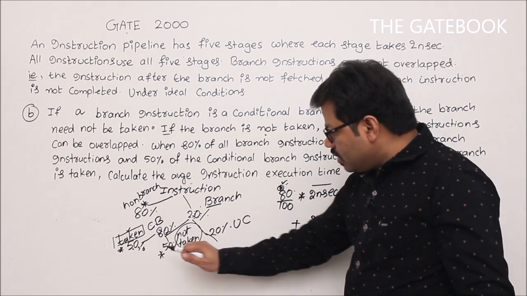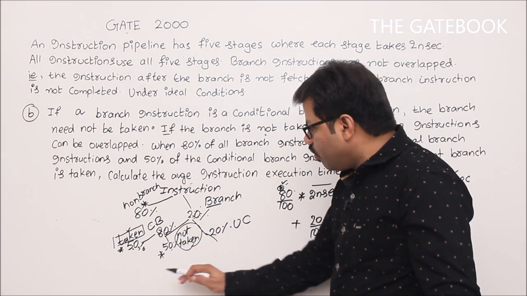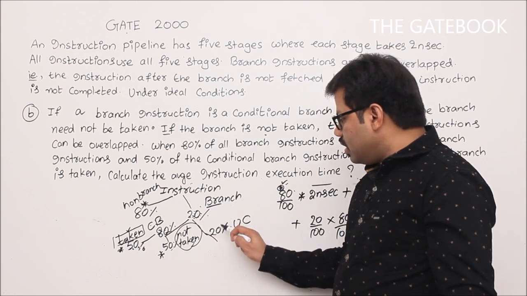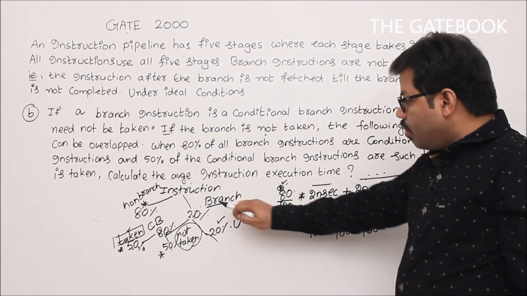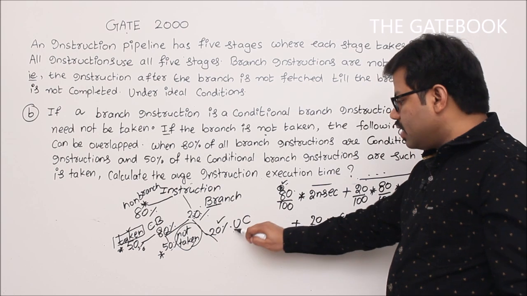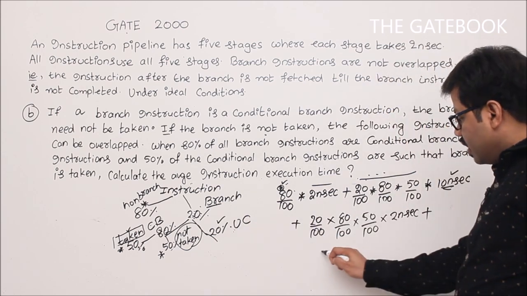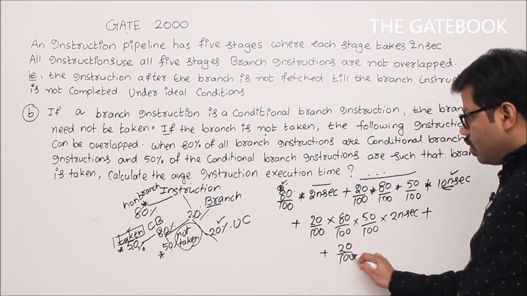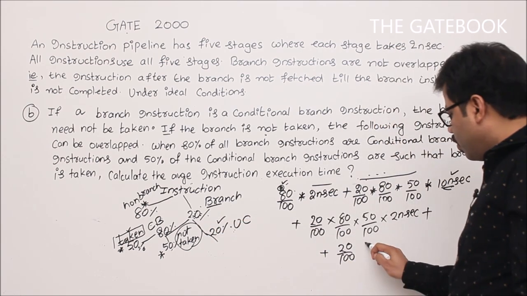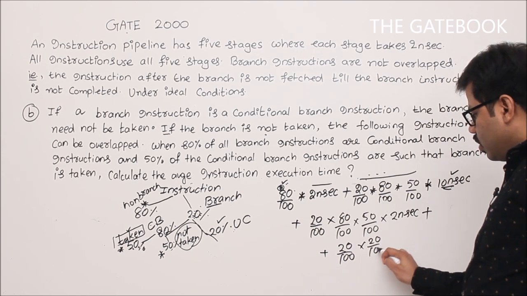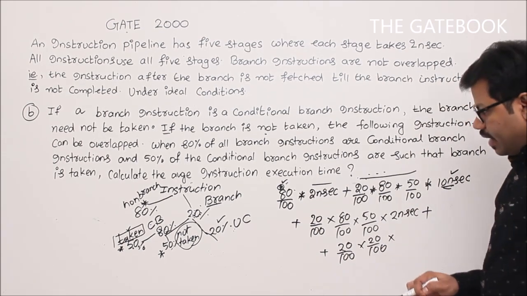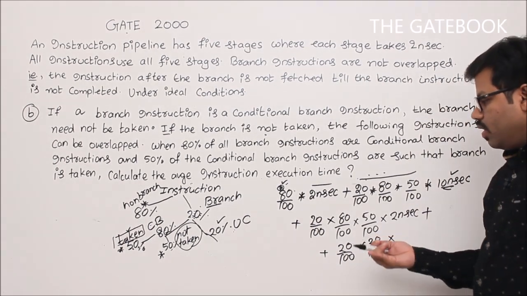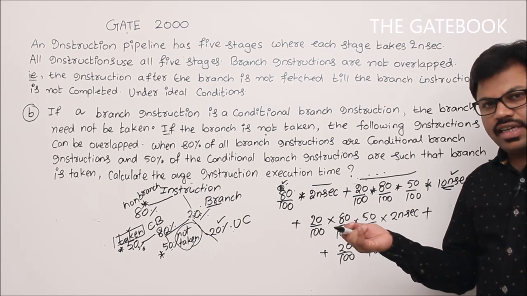Plus now come to this case. This case is covered, this case is covered. Now we'll go back. So this is the remaining case. What is that? Branch instruction but unconditional branch. How many such unconditional branch instructions are there? 20% of 20%, correct? So 20% of 20% are unconditional. For unconditional, definitely the branch is taken.